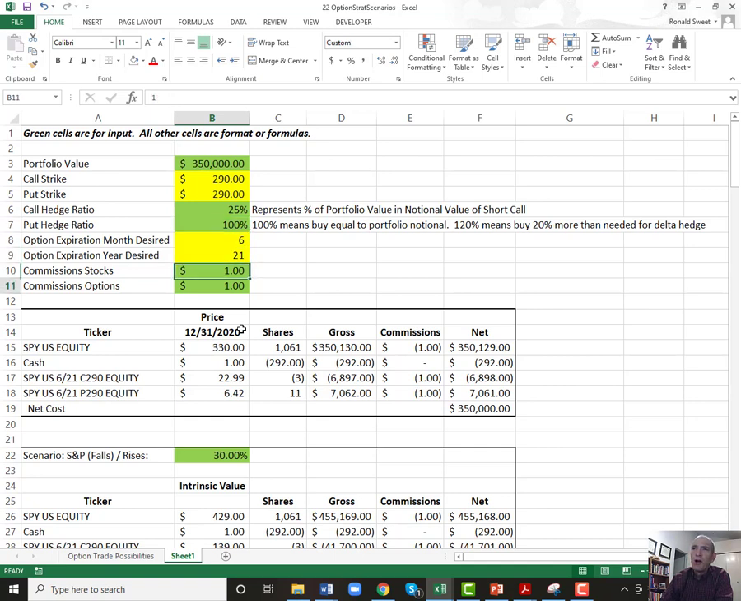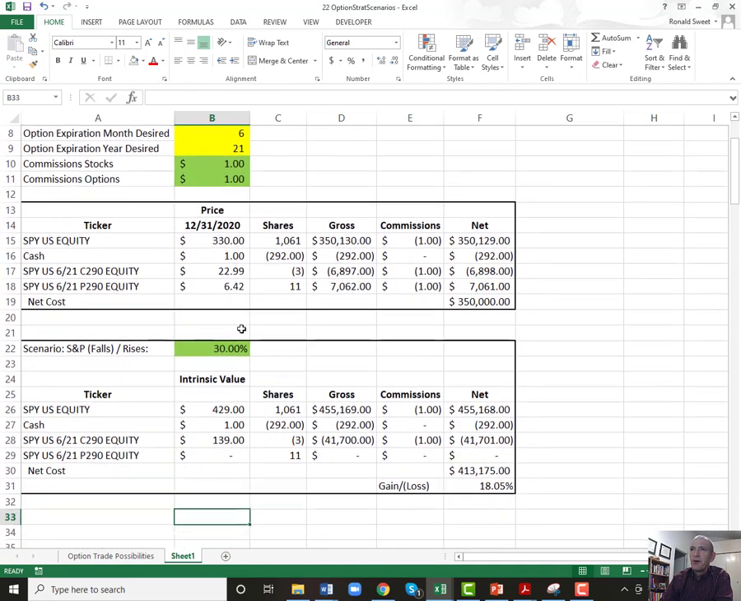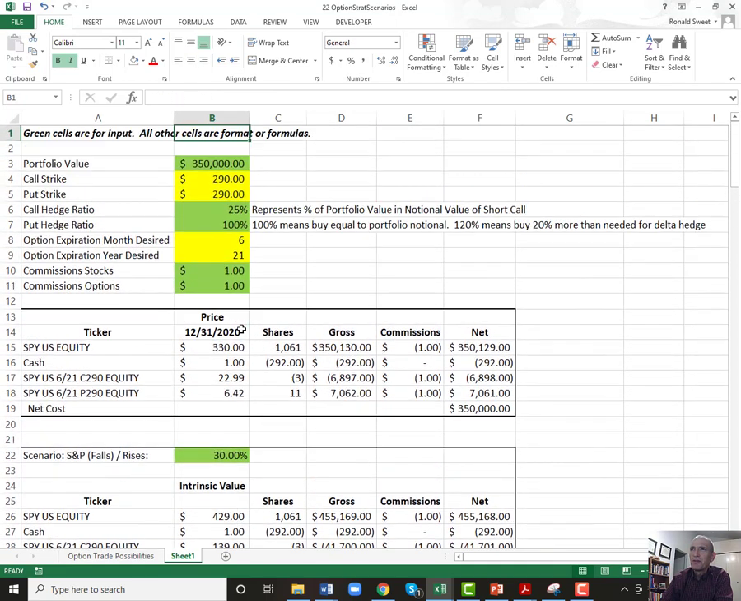And so I'm going to go out about 6 months. You can go out further. I could have set this up in so many different ways. I'm using real life numbers here. I just haven't updated them in a while. So you set up your portfolio. It's going to get this executed. It's going to cost you $350,000.